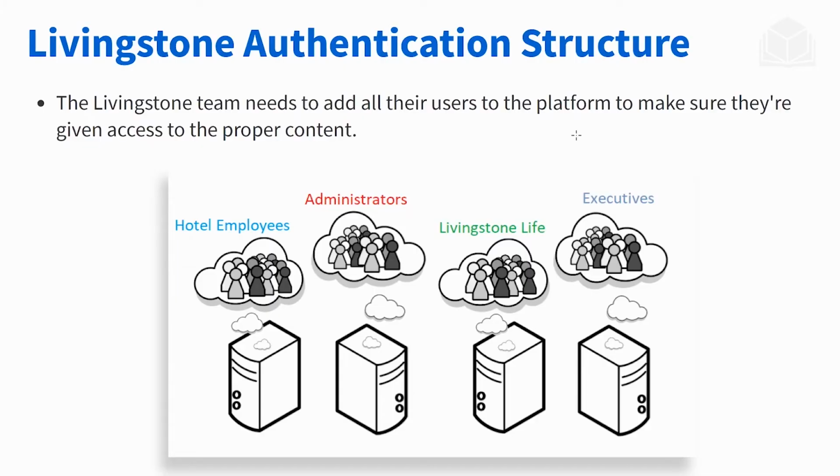So what is this slide about? Livingston authentication structure. Basically, this slide is about, hey, Livingston has a need. They have different groups of users, and those users should have access to different parts of the website, different functionality, different content. There might be hotel employees, administrators, as well as the Livingston Life travel blog, for which we have a group of users, or business executives.